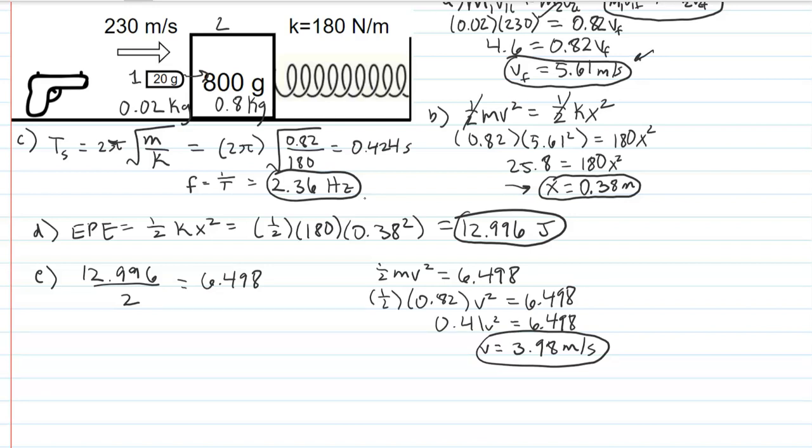5.61 is the maximum speed that it has because that's the speed that it has right after it was hit. So it makes sense that if it has half the kinetic energy that it did when it was first hit, that the speed will be less. So hopefully you see that energy in oscillations is pretty much stuff that we've already covered, and you have a better idea of how to solve oscillation problems that involve energy.